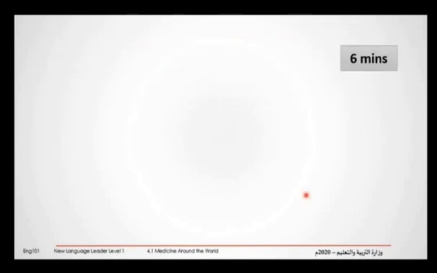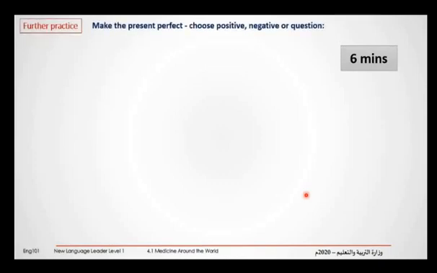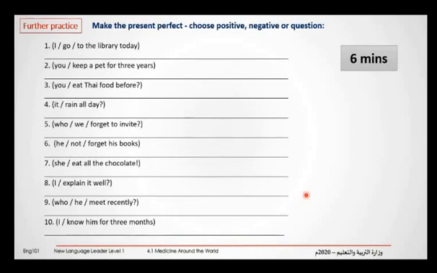Now, let's look at our last exercise. Look at these sentences. Make the present perfect. Choose positive, negative, or questions. You've got 6 minutes to do this exercise. Then we'll look at the model answers.